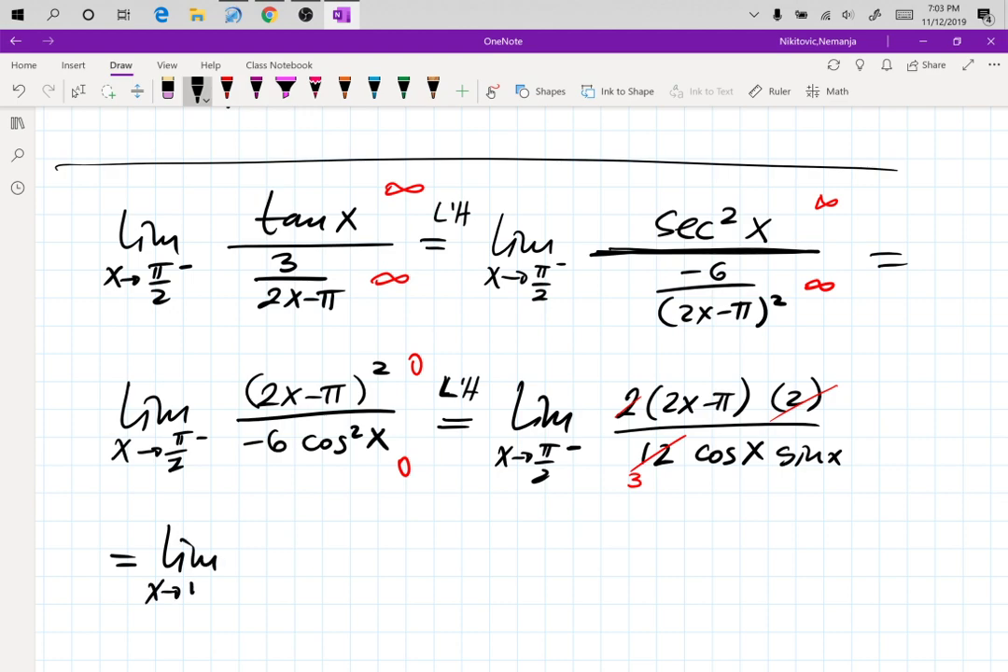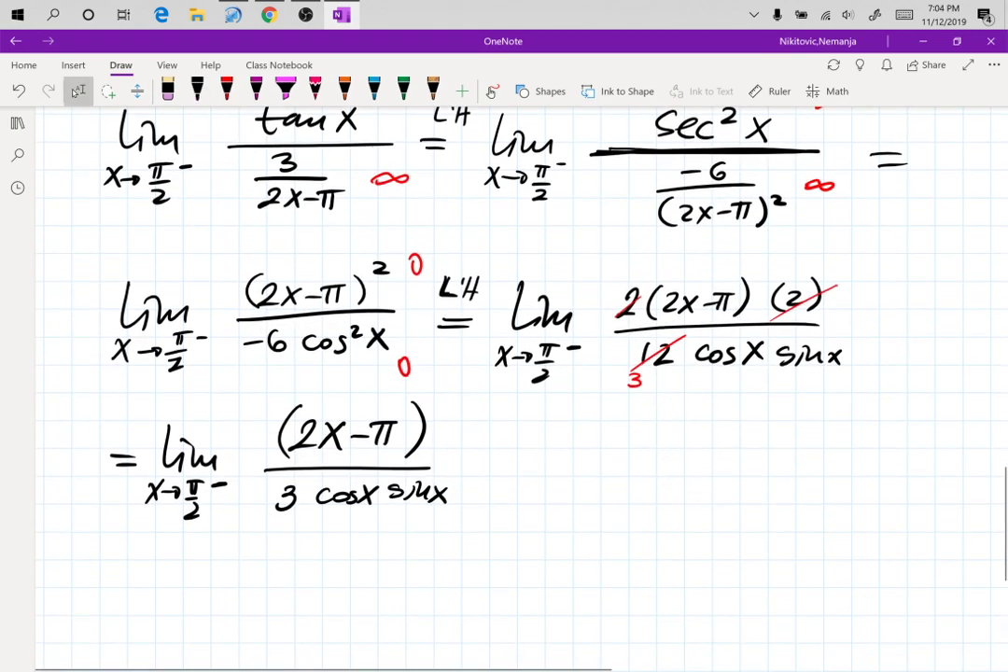Limit x goes to pi over 2 from the left, and we have 2x minus pi divided by 3 cosine x sine x. Now, what's the power move over here? Power move is to combine this sine, cosine. Did we get rid of the negative with something? Negative 6?